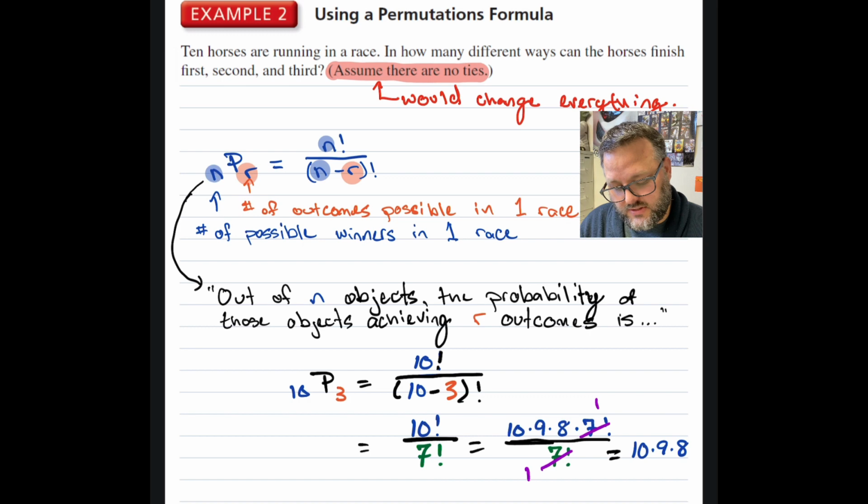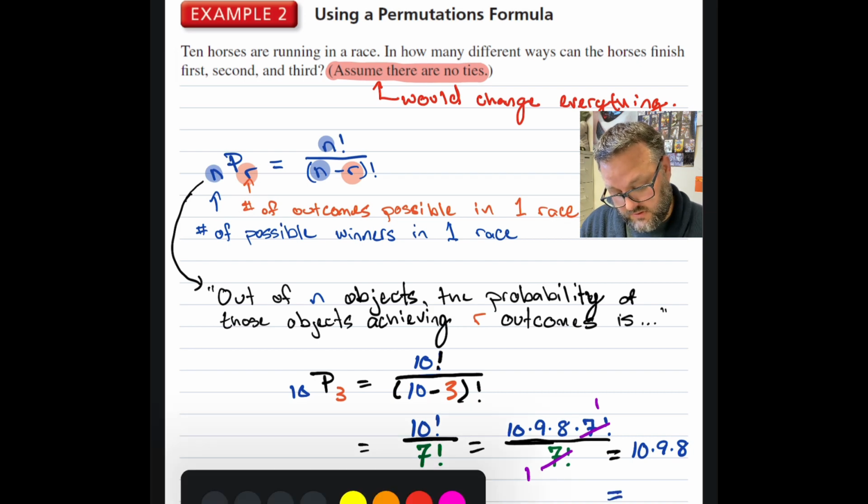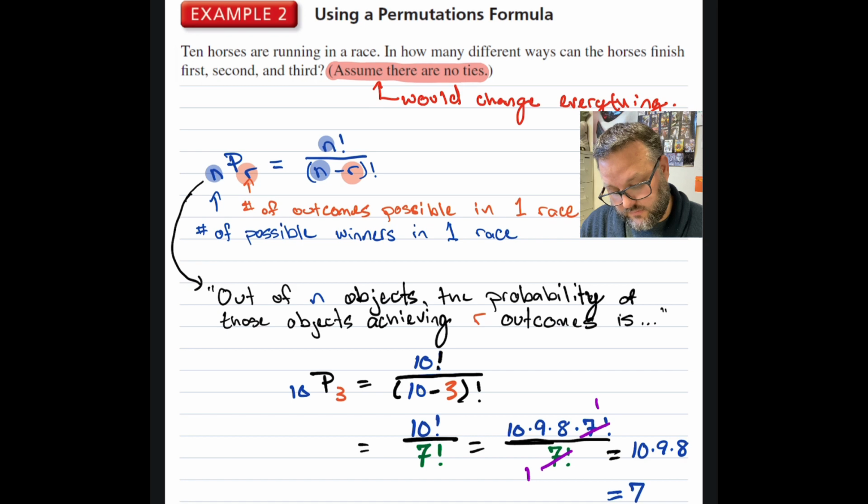So 9 times 8 is 72. 72 times 10 is 720. So given 10 horses in a race, there are 720 possibilities of who would be first, who would be second, and who would be third.